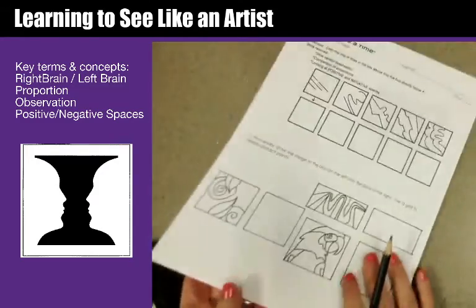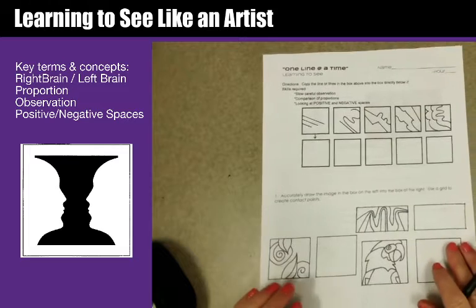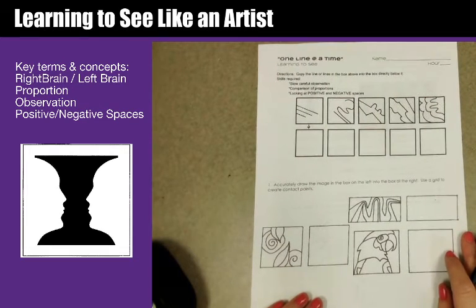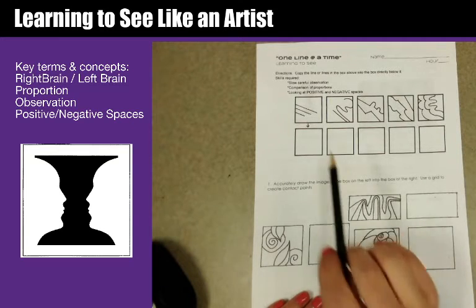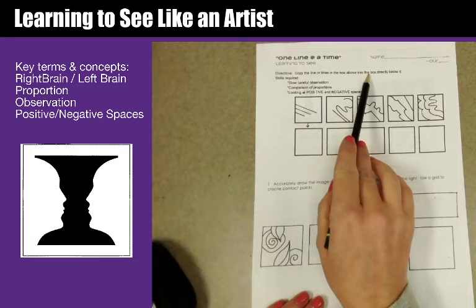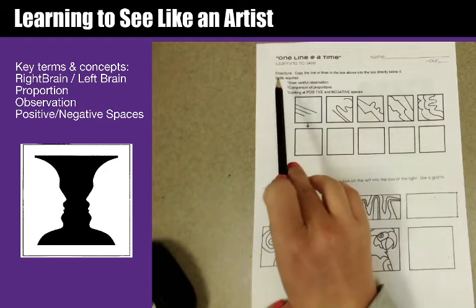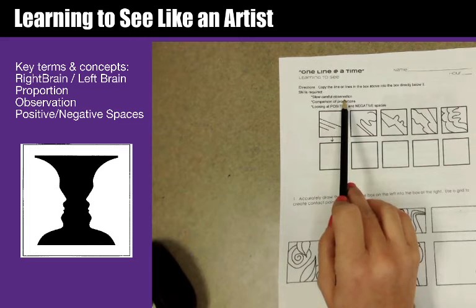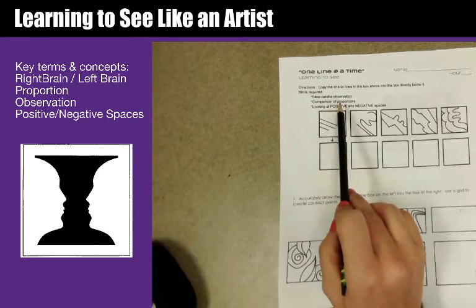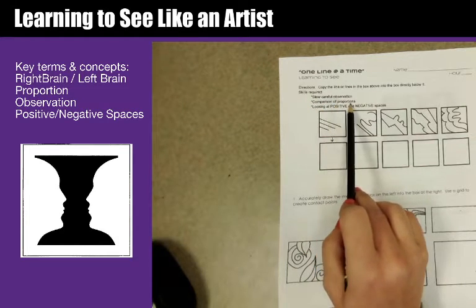All right, the other side of this worksheet, or the other worksheet you might have, is called One Line at a Time, Learning to See. Again, learning to see like an artist. The directions are to copy the line or lines in the box above into the box directly below it. Skills required: slow, careful observation. This is not a quick drawing. Comparison of proportions.